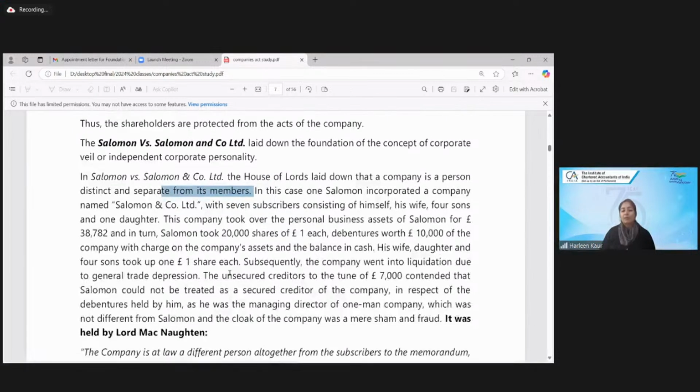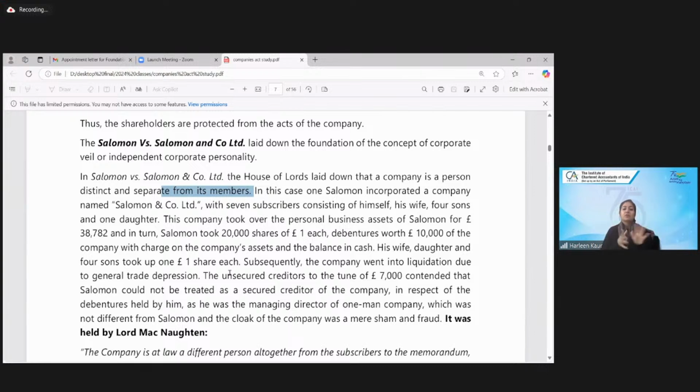Now, what happened in this case law was Salomon was an individual who incorporated a company. He formed the company that is Salomon and Company Limited. So it is a limited, means it's a public company that he has formed. And how many subscribers? It is a public company. The 7 members have to be there. And who were the 7 members? Himself, his wife, his 4 children and 1 daughter.